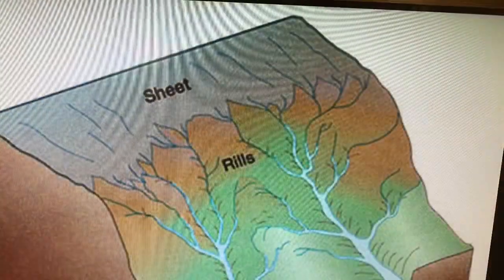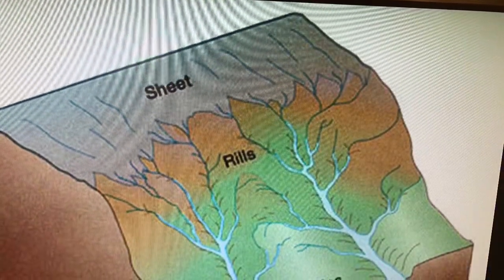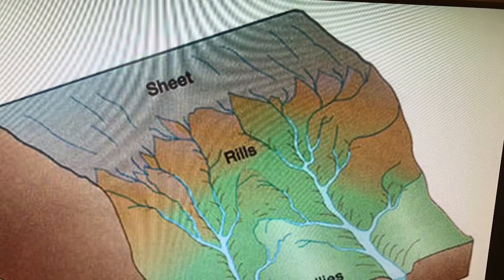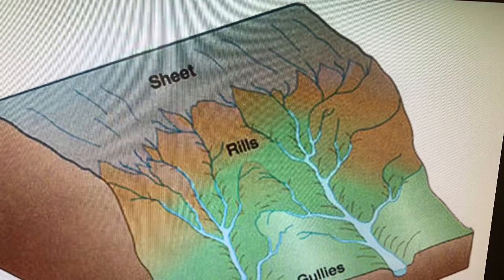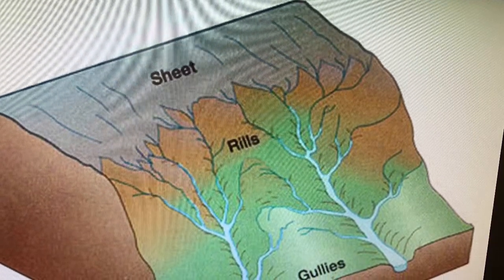Eventually, that huge amount of water kind of goes into tiny little channels. We call these rills. And that's what you're seeing in front of your screen right now. These are tiny little channels where the water runs. It always runs down in certain ways. Those rills are going to combine to make what we call gullies. And eventually those gullies are going to combine to make what we call streams and eventually rivers.